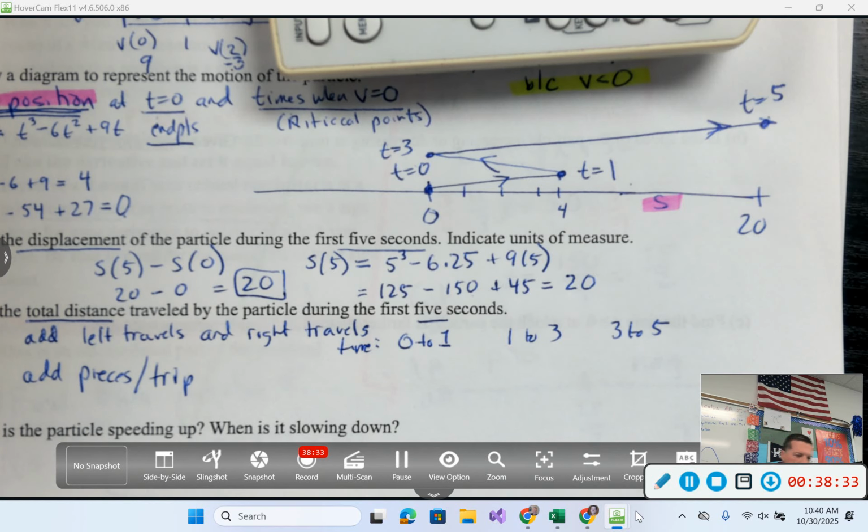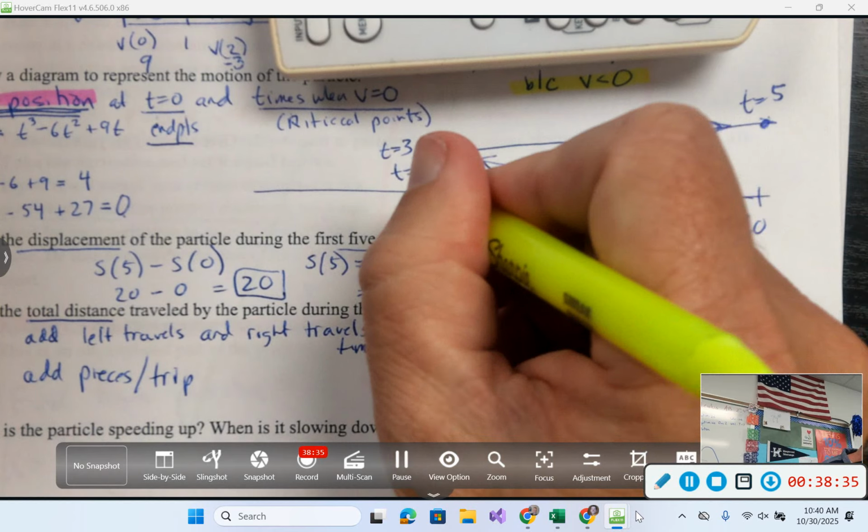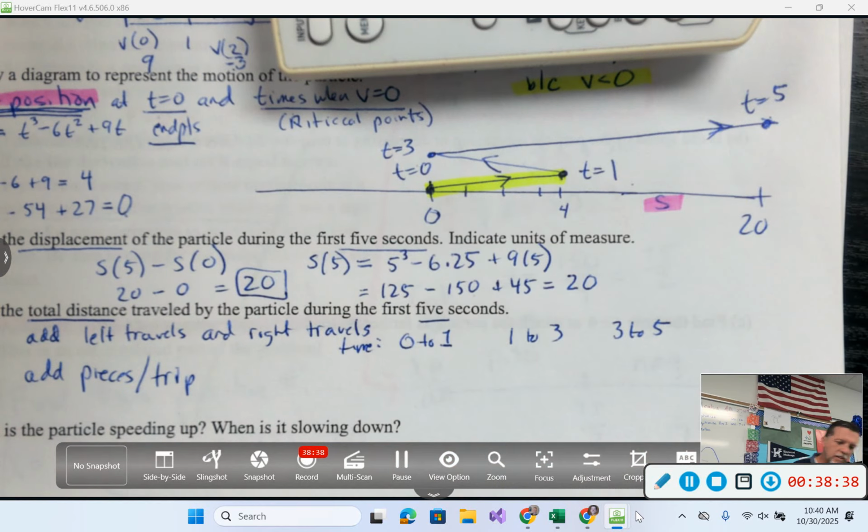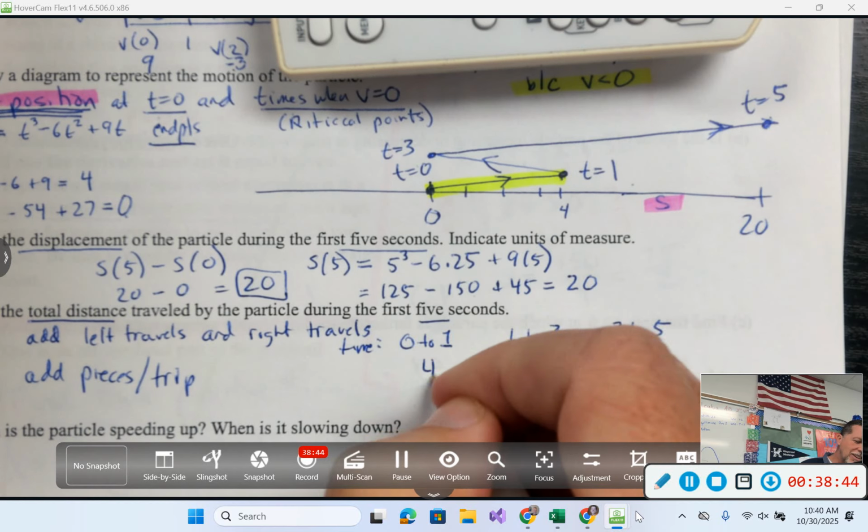So 0 to 1. How far did we travel? What's the distance we traveled during that first 1 second? 4. I gave away the answer there. So 4 meters.